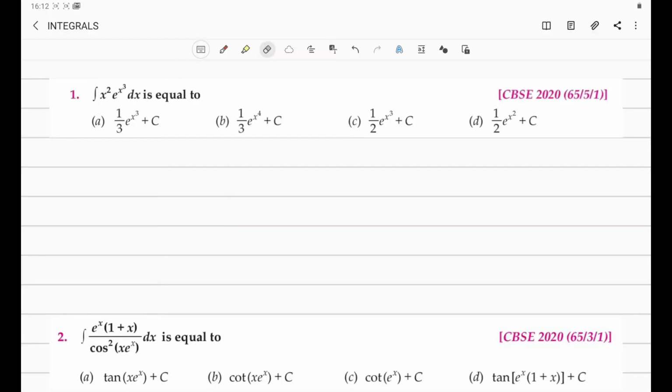Hi everyone, in this session we will discuss the multiple choice questions from the chapter integrals. Question number 1, integral of x square into e to the power of x cube dx.